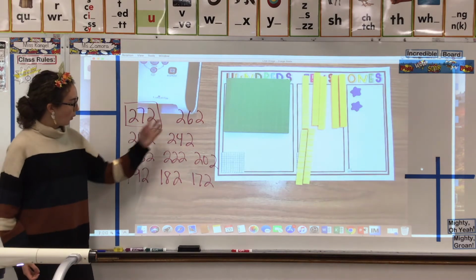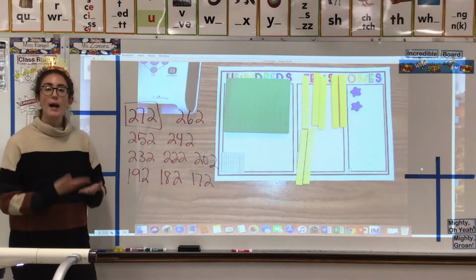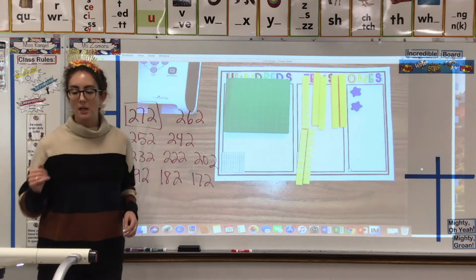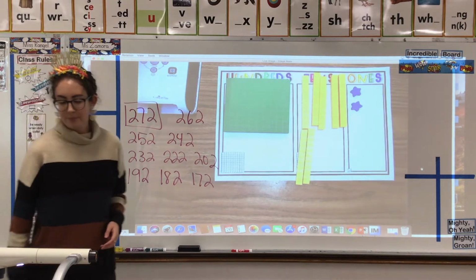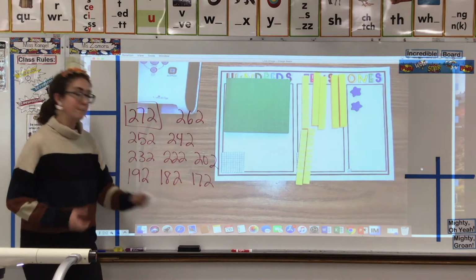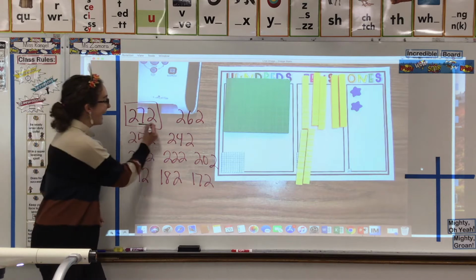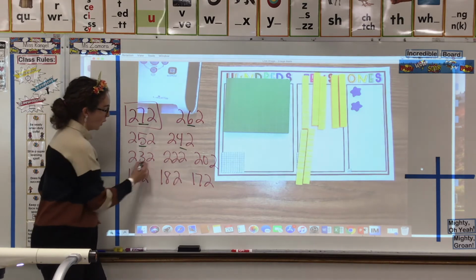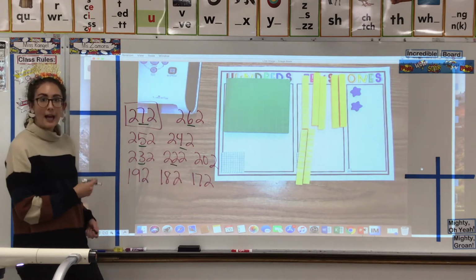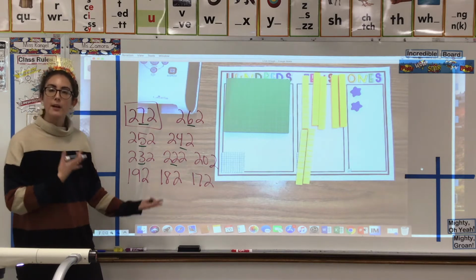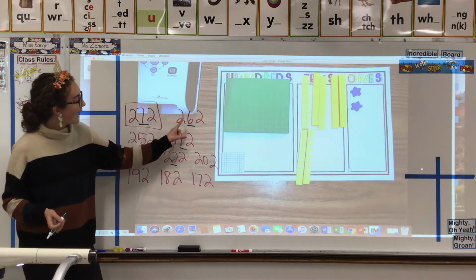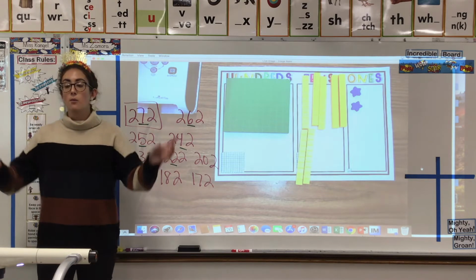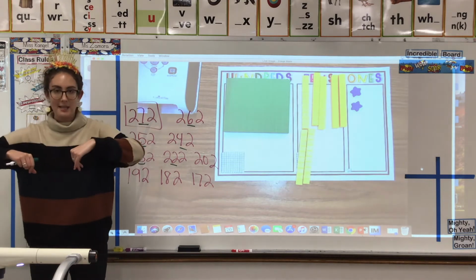So second grade, when we were counting, what place value was changing? The hundreds, tens, or the ones? We were counting by tens. The tens place was changing every time, which we can see up here in our sequence as well. So, we were counting down by tens.